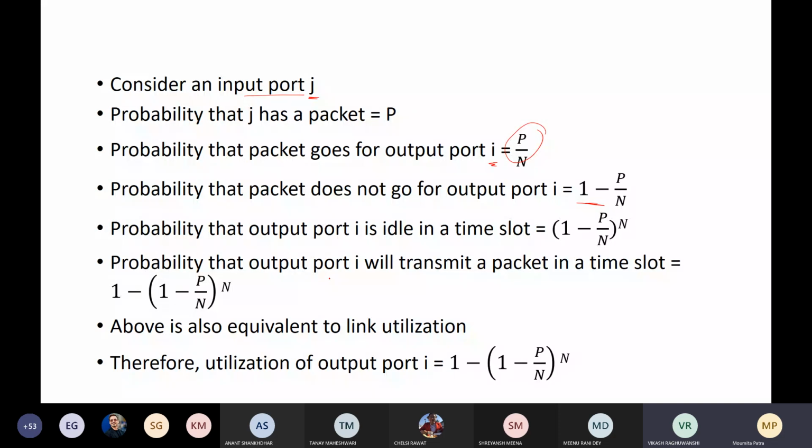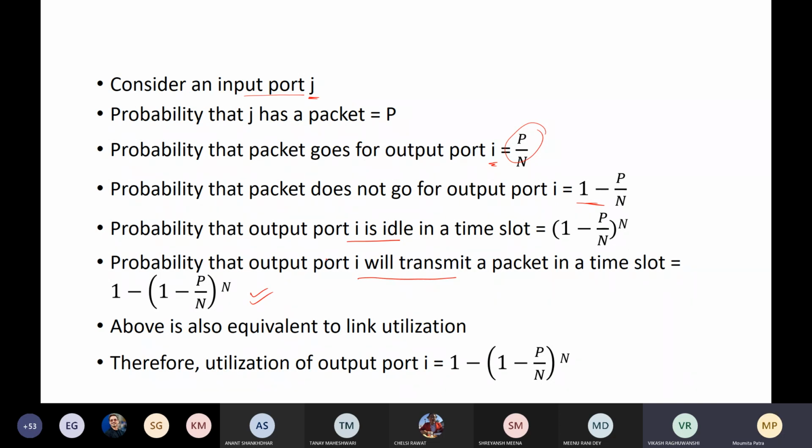So what would be the probability that output port I will transmit a packet in a time slot? That will be equal to 1 minus (1 minus P by N) power N. The earlier expression was the probability that the port I is idle in a time slot, and this is the probability that it will transmit a packet in a time slot. So this gives you the probability that the output port I will transmit a packet in a particular time slot.